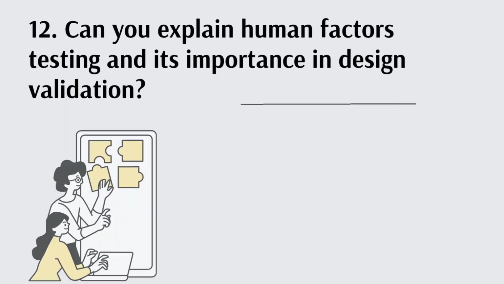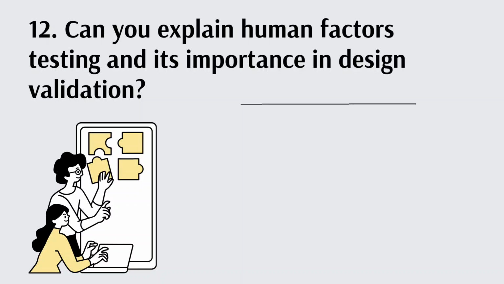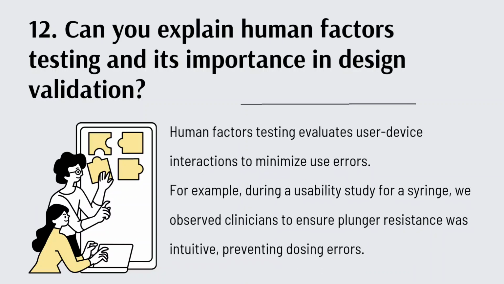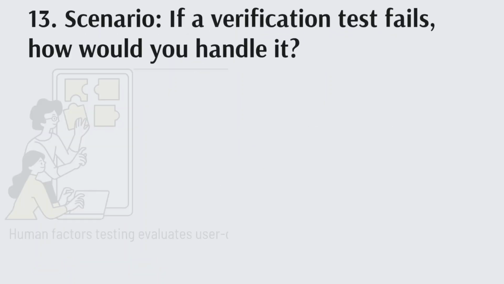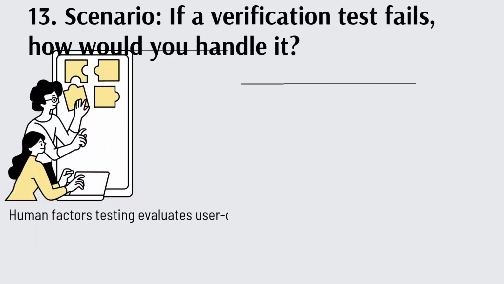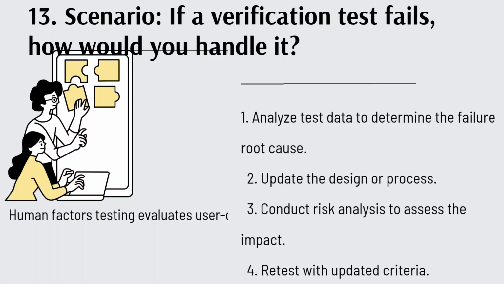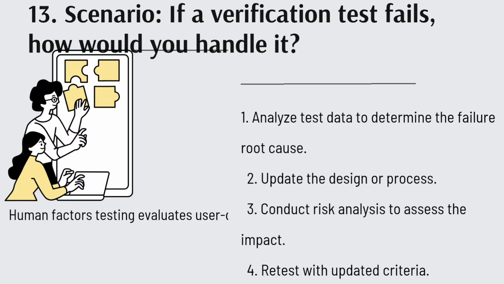12. Can you explain human factors testing and its importance in design validation? Ideal answer: Human factors testing evaluates user-device interactions to minimize use errors. For example, during a usability study for a syringe, we observed clinicians to ensure plunger resistance was intuitive, preventing dosing errors. And 13. If a verification test fails, how would you handle it? Ideal answer: 1. Analyze test data to determine the failure root cause. 2. Update the design or process. 3. Conduct risk analysis to assess the impact. 4. Retest with updated criteria.